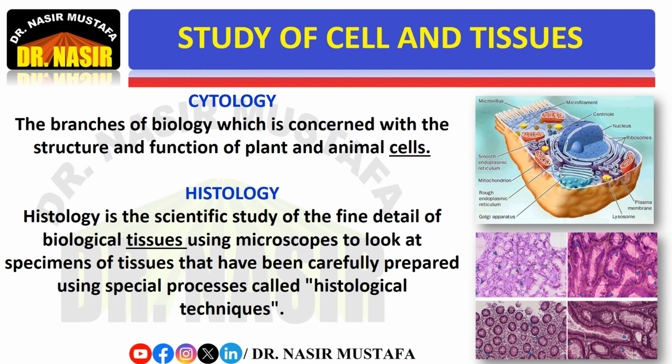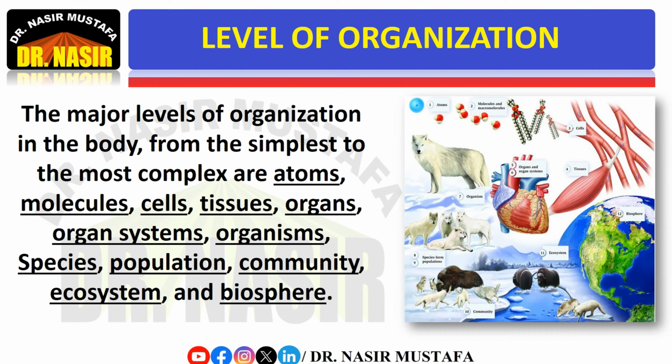Cytology is the branch of biology that focuses on the structure and function of plant and animal cells. On the other hand, histology is the scientific study of the detailed structure of biological tissues. It uses microscopes to examine tissues that have been carefully prepared with special methods called histological techniques.